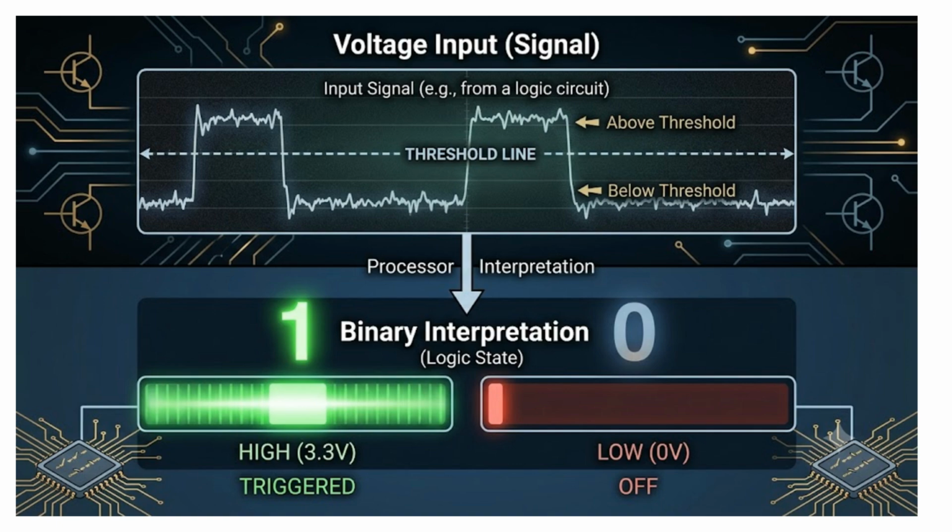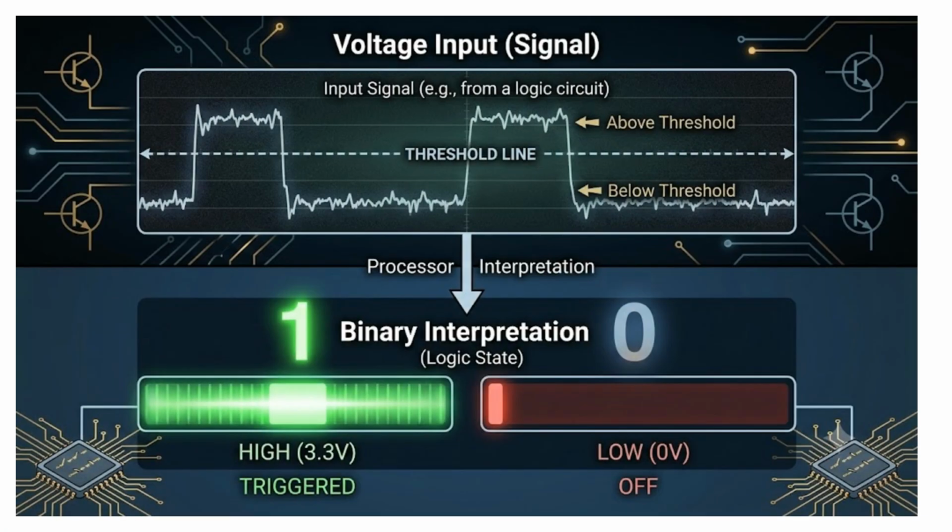If the incoming voltage is above the threshold, the processor interprets it as a binary 1. This is called a high logic state. For example, a voltage of around 3.3 volts is recognized as 1. On the other hand, if the voltage is below the threshold, the processor interprets it as a binary 0. This is known as a low logic state. A voltage close to 0 volts represents 0.